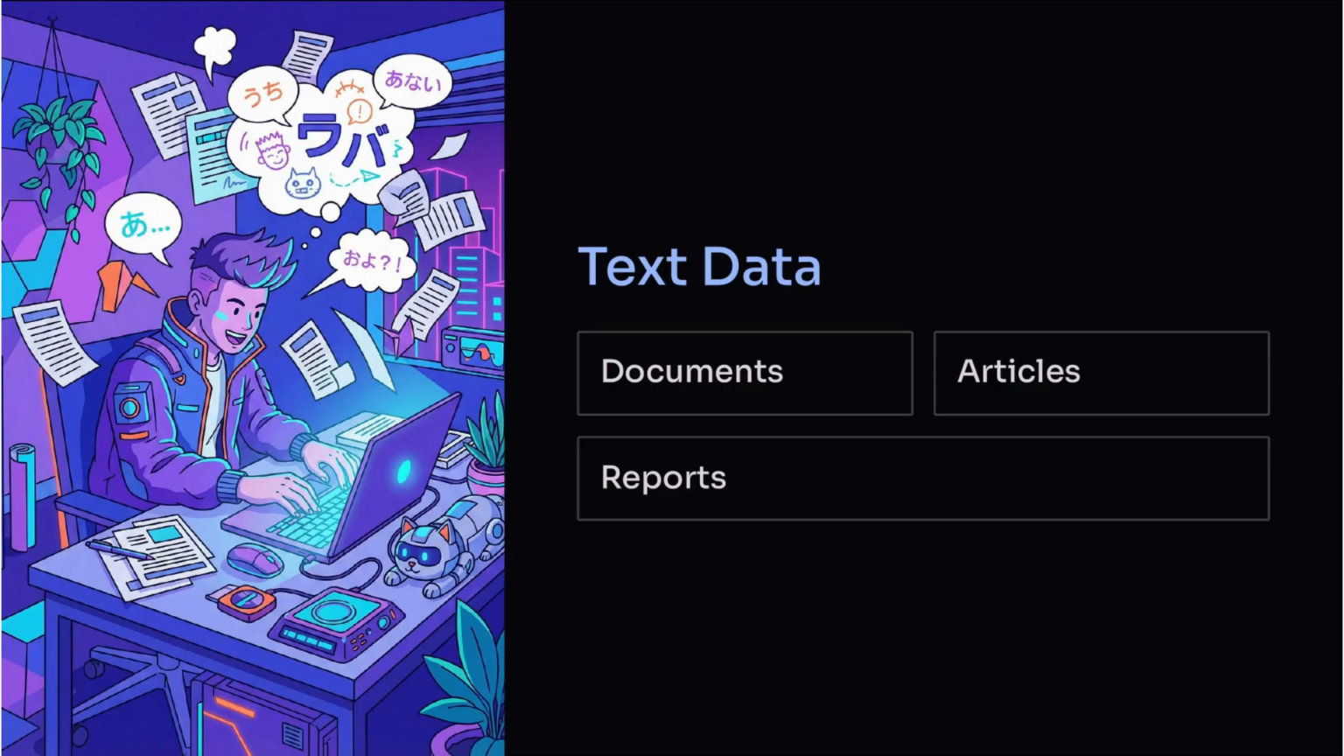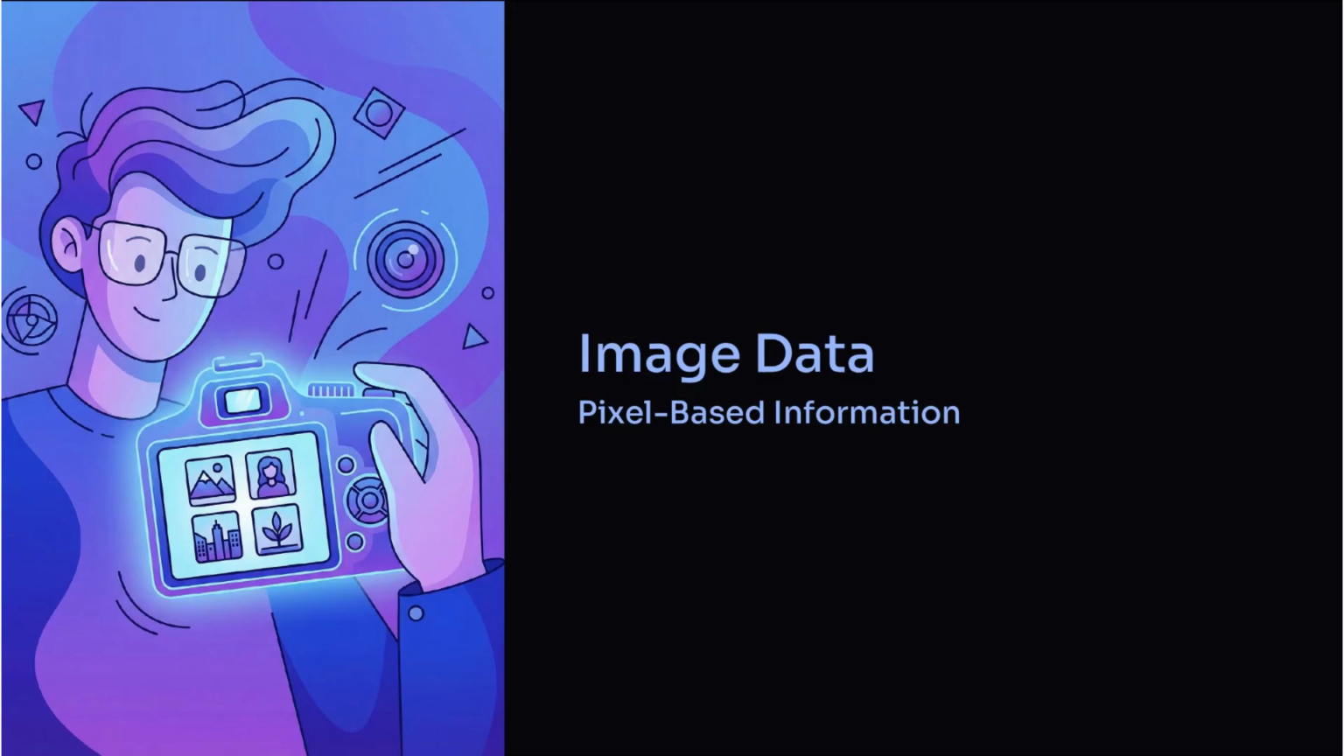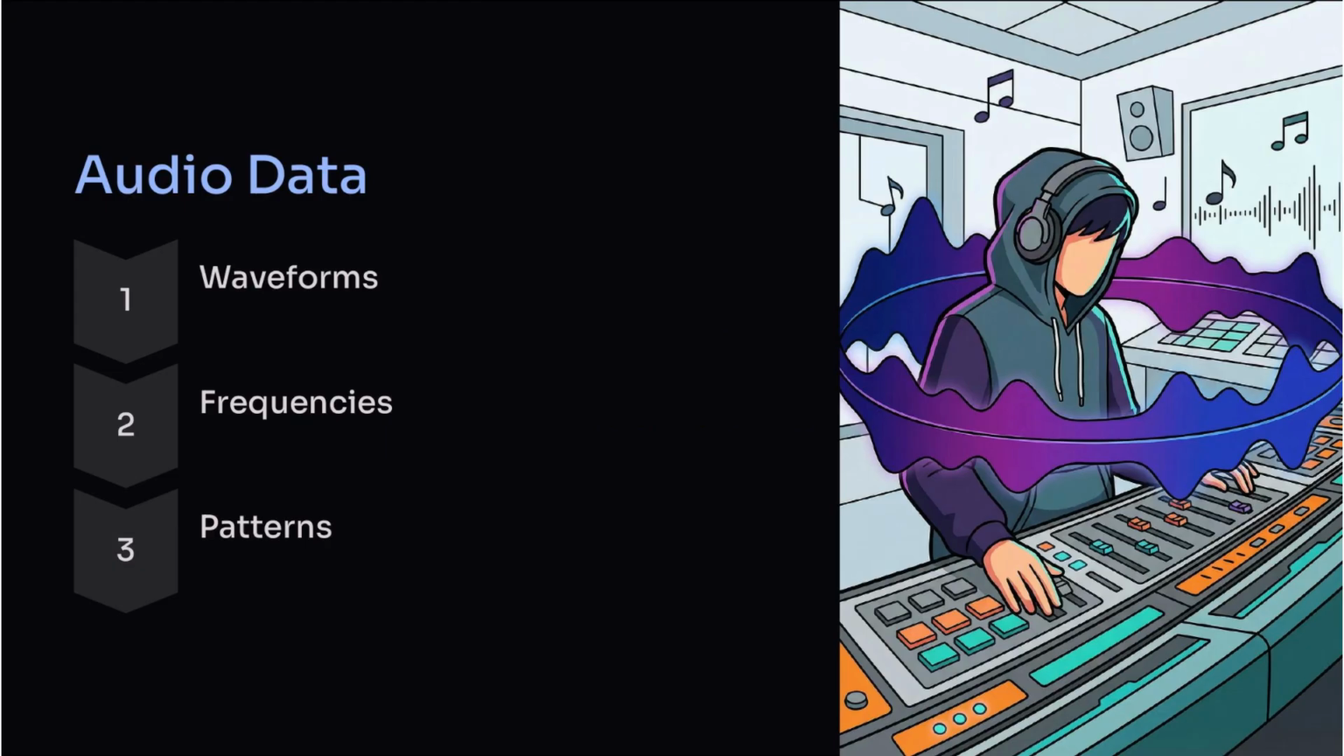Image data consists of pixels arranged in grids. Although images appear intuitive to humans, they are complex numerical arrays to machines. Audio data represents sound waves over time. Speech, music, and environmental sounds are captured as continuous signals that must be transformed for analysis. Video data combines images over time, often with audio. It is computationally expensive and contains multiple layers of information.